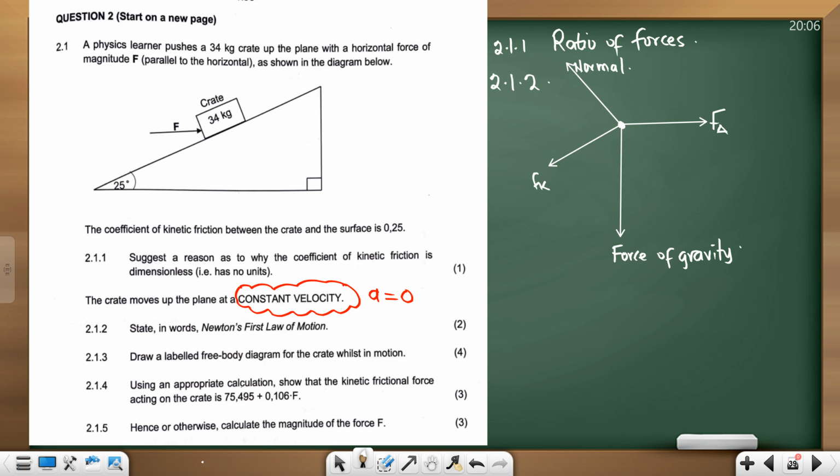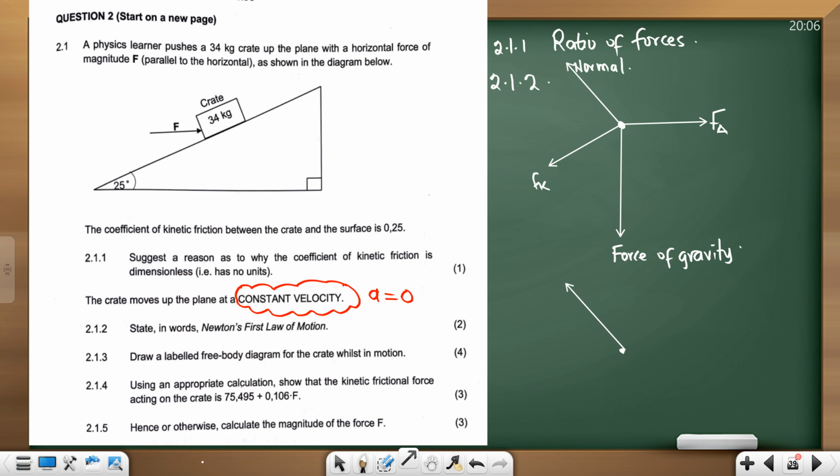All right. Now, it says, use an appropriate calculation. Show that the kinetic frictional force acting on the crate is that. Okay. Now, we have quite a big problem here. Let's try to change this diagram. Remember, we always want to work with vertical and horizontal. So what are we going to do? Let's try to resolve quickly, as fast as we can, before we even start calculation.